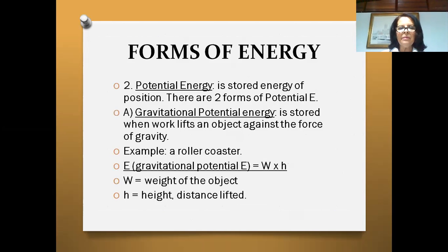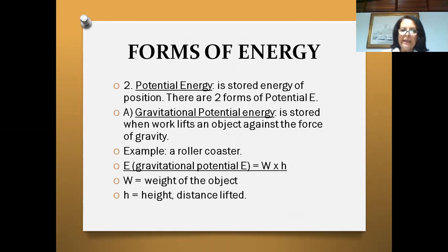The second type of energy that we study will be potential. This is a stored energy of position. And now we have two forms of potential energy. A will be gravitational potential energy, which is a stored energy when work lifts an object against the force of gravity. And here we have the example of the roller coaster. This is a classical example of gravitational potential energy. So we have the formula.